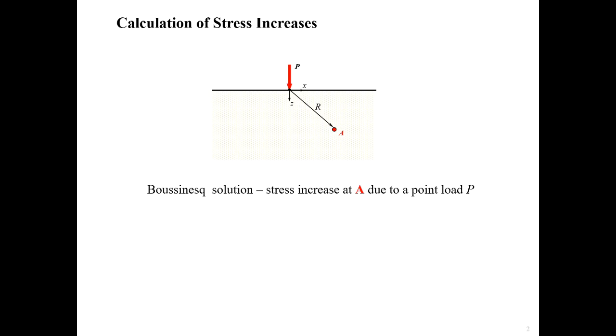Now let's look at the Boussinesq solution. Boussinesq was a French mathematician and physicist. He used the elastic methods to derive a full series of equations that would estimate the induced stresses in the X, Y, and Z direction on a soil element from the different types of loads placed on the ground surface. So it assumes the soil is isotropic, homogeneous, and elastic.